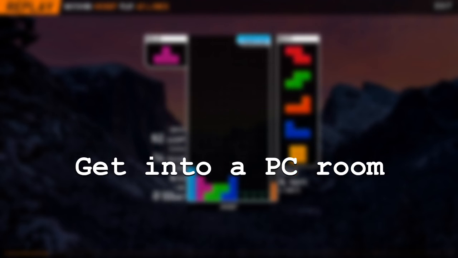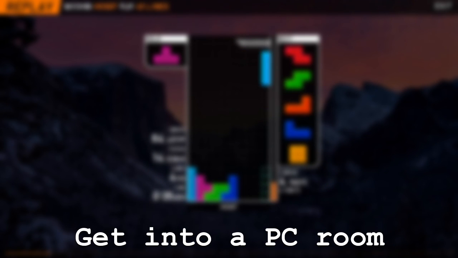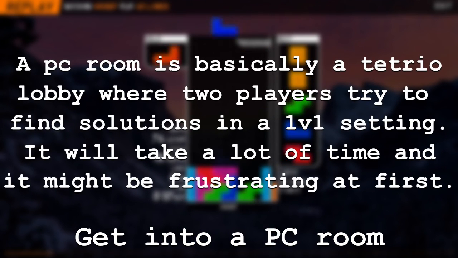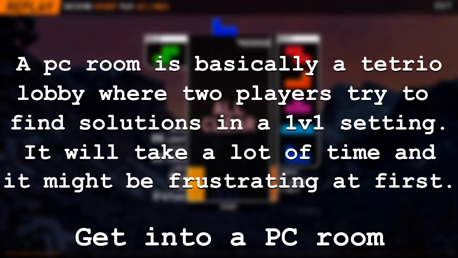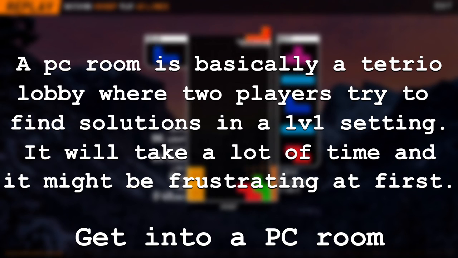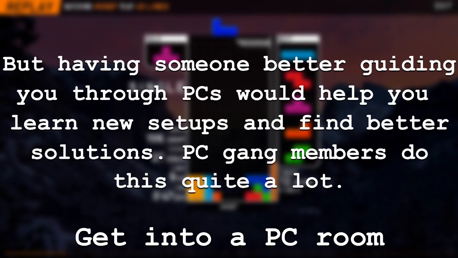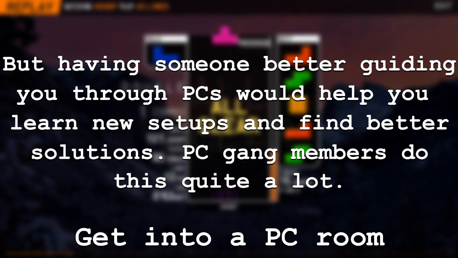Get into a PC room with someone good. A PC room is basically a Tetris lobby, where two players try to find solutions in a 1v1 setting. It will take a lot of time, and it might be frustrating at first. But having someone better guiding you through PCs will help you learn new setups and find better solutions. PC Gang members do this quite a lot.